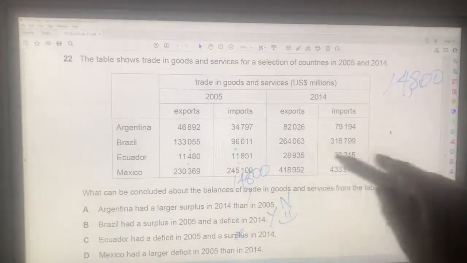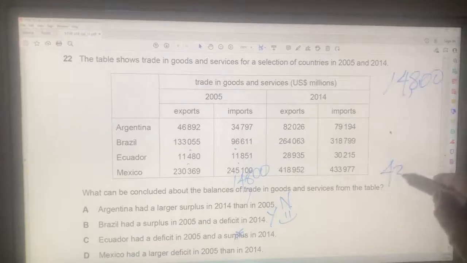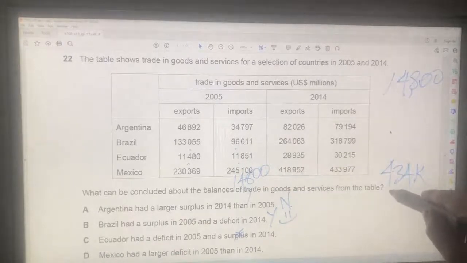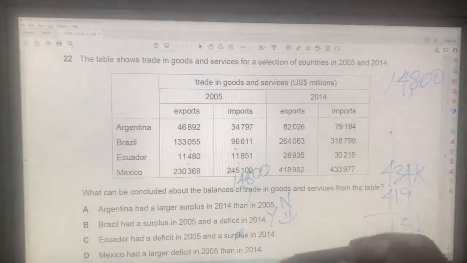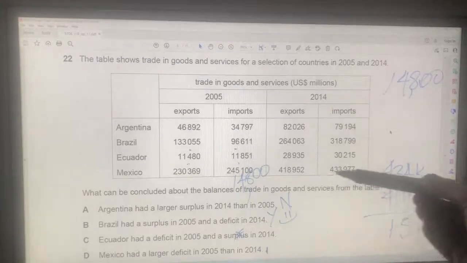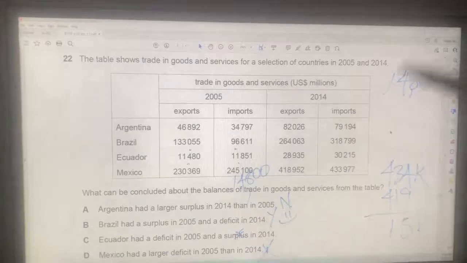And here their deficit is, I assume there's a deficit in 2014, maybe. Yes, here the deficit is about 434 minus 419. And that's 34. That's about 15,000. So that's a close question. That's not true. So answer for 22 is B.